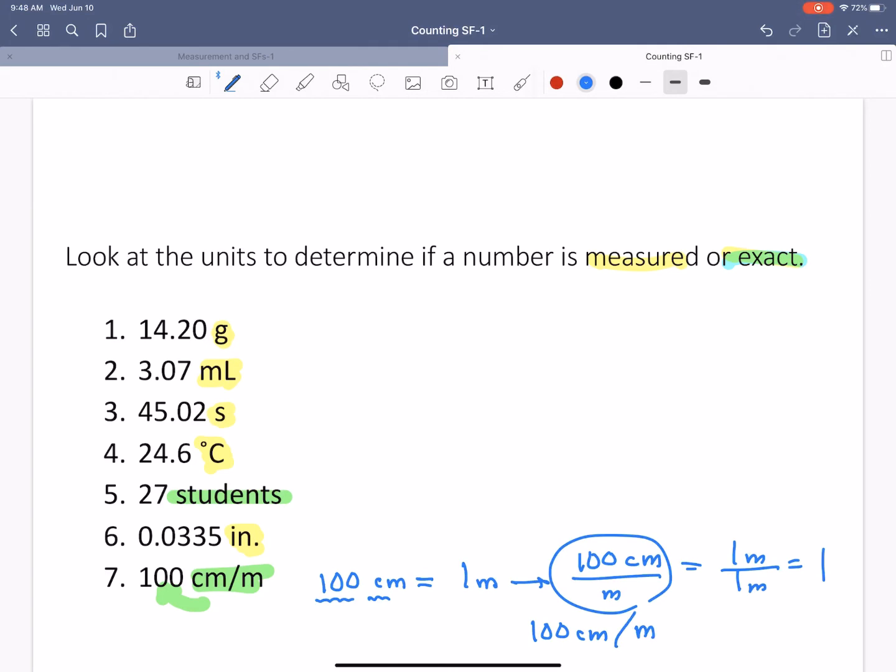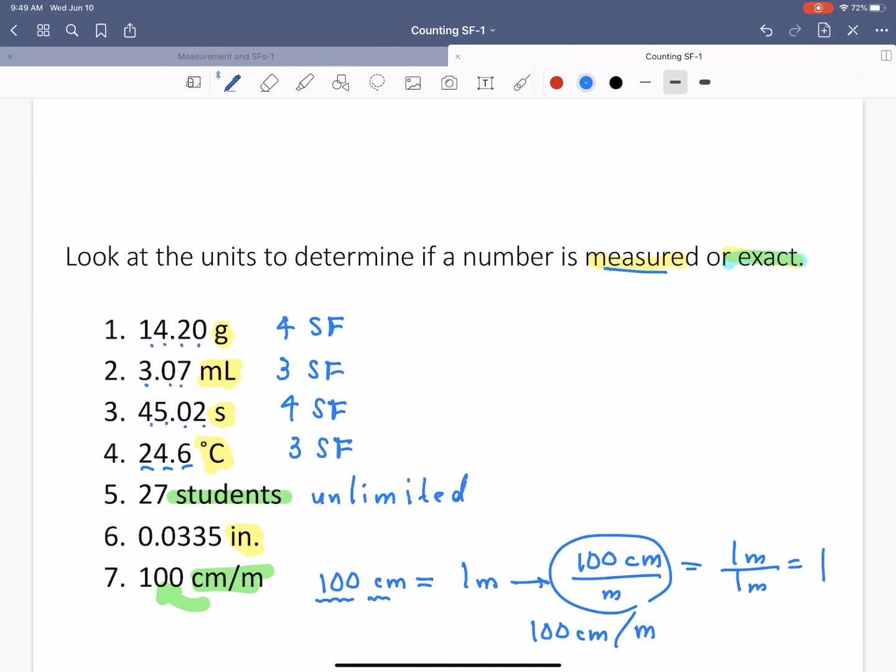Okay, so we look at the units to decide if it's measured or exact. If it's measured, it has a limited number of sig figs, and we count them. Measured, measured, measured, estimated, 4 sig figs. Measured, measured, estimated, 3 sig figs. Measured, measured, measured, estimated, 4 sig figs. 1, 2, 3, 3 sig figs. But if a number is exact, it has unlimited sig figs and will not limit the number of sig figs in any calculation we do.